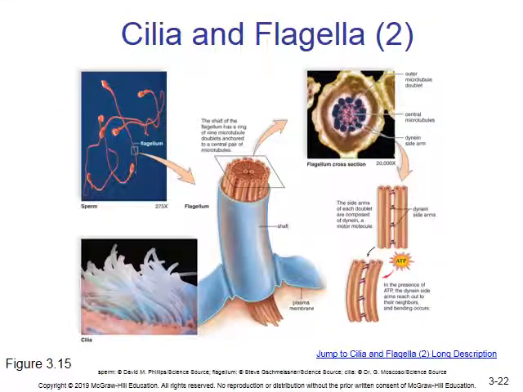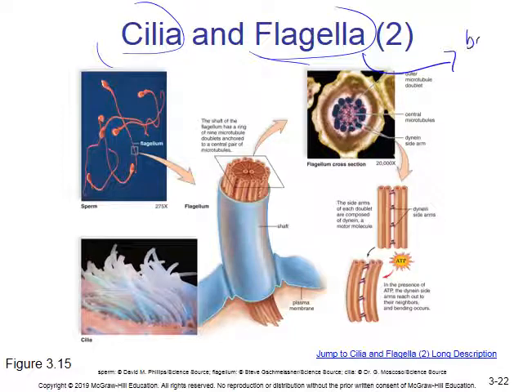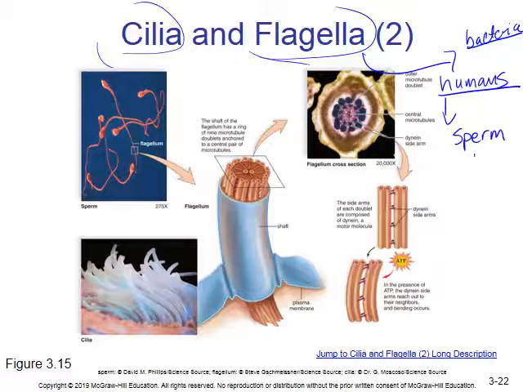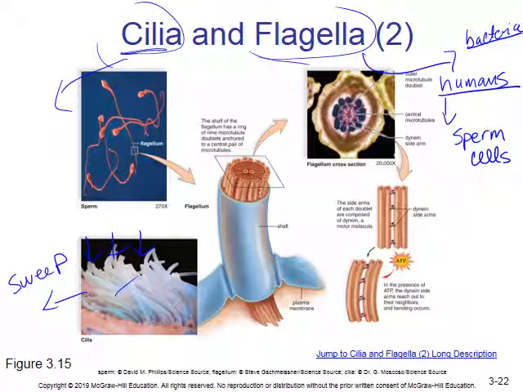Another type of microtubule assembly happens for cilia and flagella. So remember, flagella we saw with bacteria, but in humans, the only cells that have flagella are sperm cells. Cilia we have lining our airways, like your trachea and bronchi, and these cilia help sweep any particles that make it into your trachea, try to sweep them up and out.